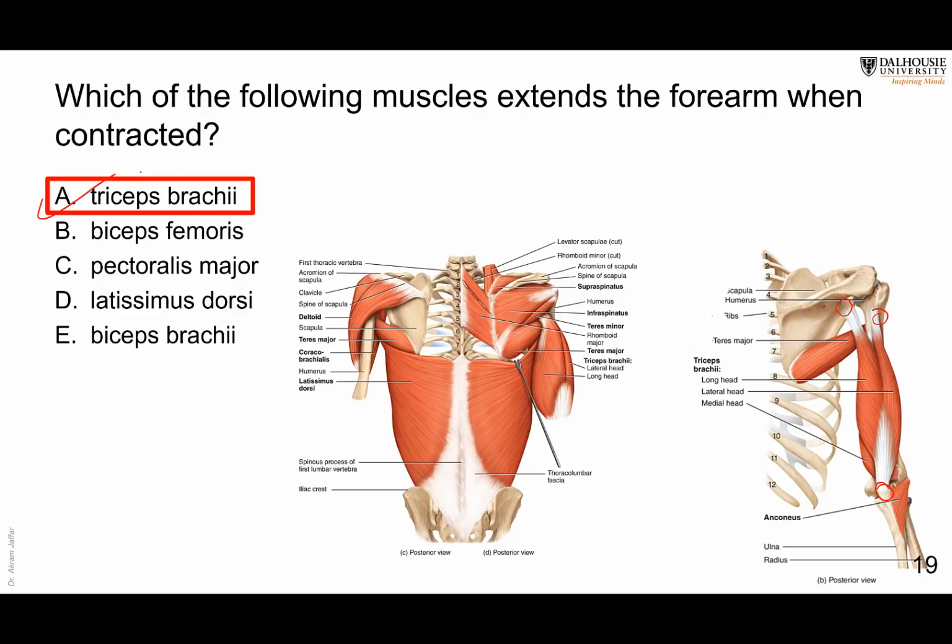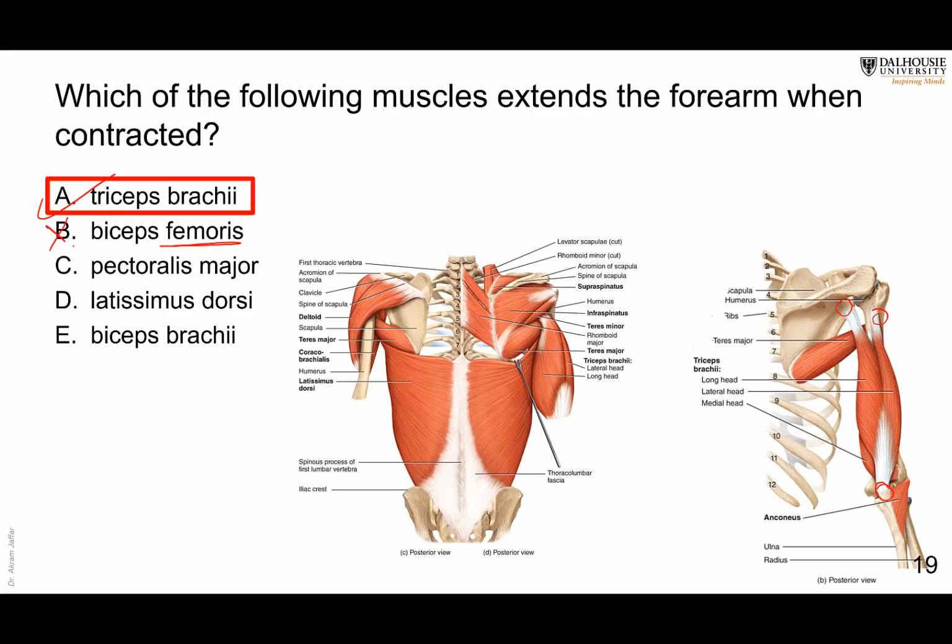The other muscle, biceps femoris, as the name indicates, femoris, is not located in the arm. In the arm, there is biceps brachii. Biceps femoris is located in the back of the thigh, so it doesn't act on the forearm. And even the biceps brachii, which is present in the arm, doesn't extend. It flexes the forearm at the elbow joint.